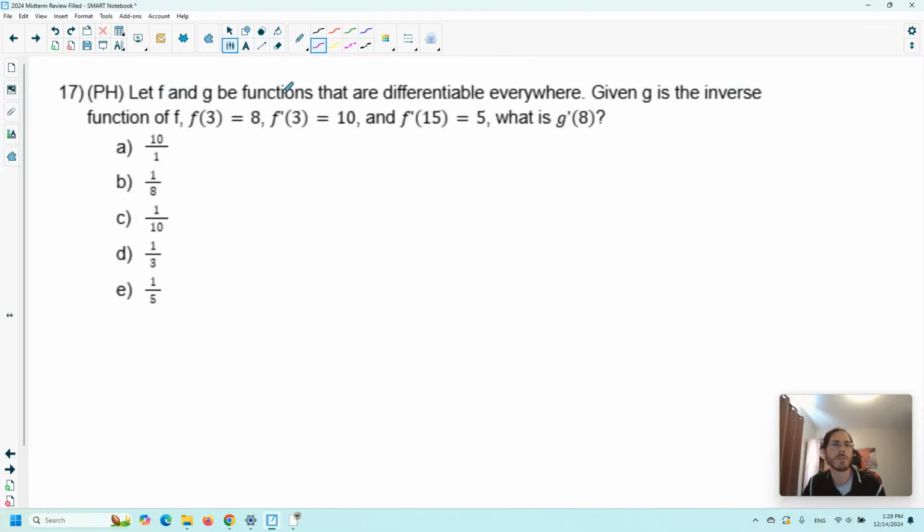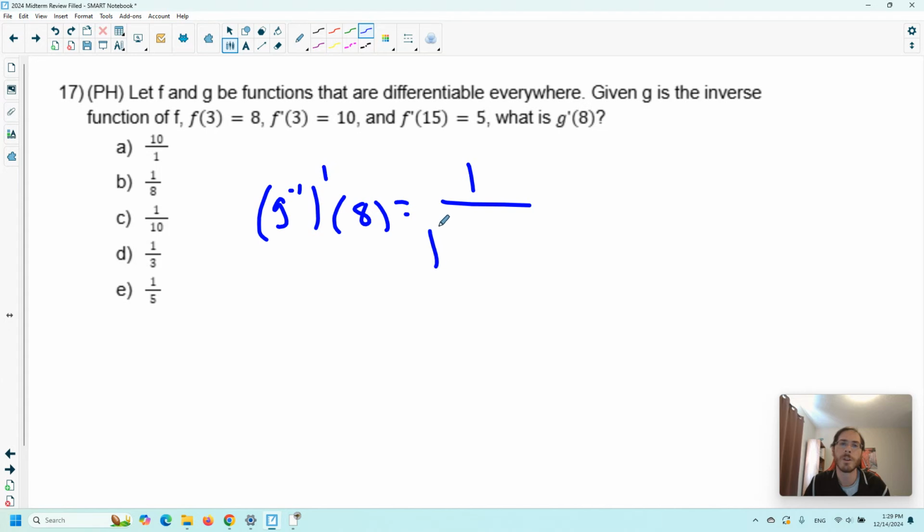Let g be the inverse of f, and f and g be functions that are differentiable everywhere. G is the inverse of f. We got to find g prime of 8. So again, not too bad. Oops, wrong letter. So g inverse prime of 8 is going to be equal to 1 over f prime of g of 8. So we got to find g of 8, because that's the first thing we have to do.